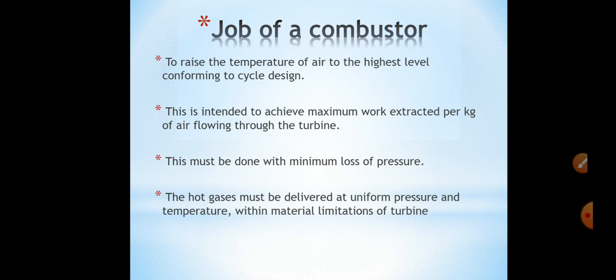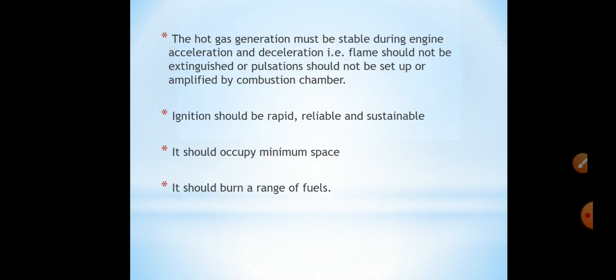The job of the combustor is to raise the temperature of air to the highest level conforming to cycle design. This is intended to achieve maximum work extracted per kg of air flowing through the turbine. This must be done with minimum loss of pressure. The hot gases must be delivered at uniform pressure and temperature within material limitations of the turbine. The hot gas generation must be stable during engine acceleration and deceleration, that is, the flame should not be extinguished or pulsations set up or amplified by the combustion chamber. Ignition should be rapid, reliable, and sustainable. It should occupy minimum space. It should burn a range of fuels.